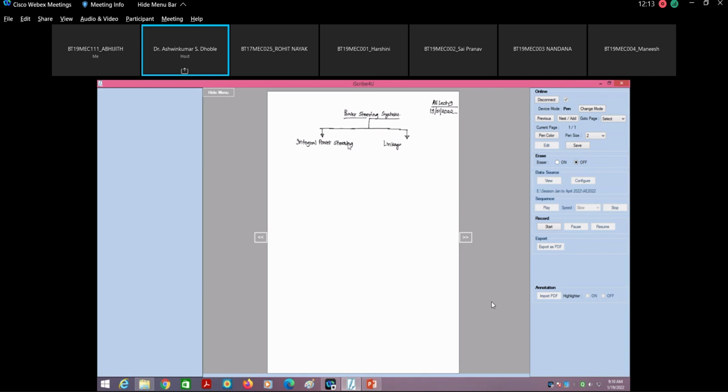So, the linkage type of power steering system. I will write this as the short form PSS. This is widely used, and here the power piston is built into the steering gearbox.